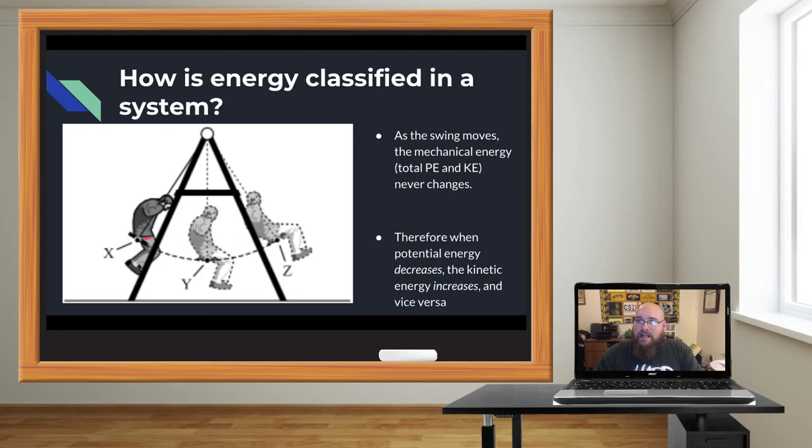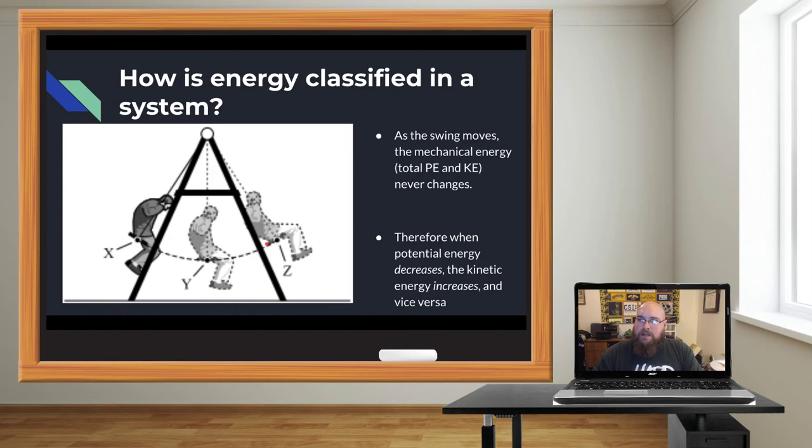Since Z and X are at the same height, not higher or lower than the original point, he has converted all of his kinetic energy back to potential once the swing stops in the forward motion. Of course, he's going to begin swinging back the other way. And just like going forward, going backwards is the same.